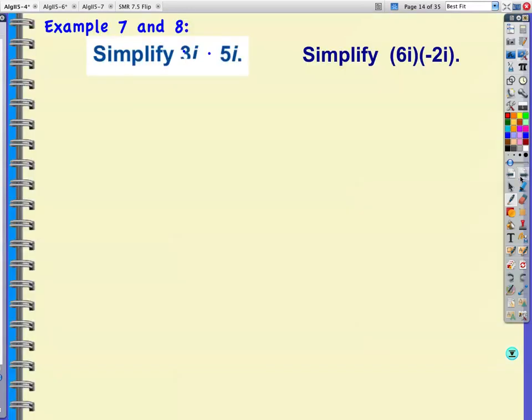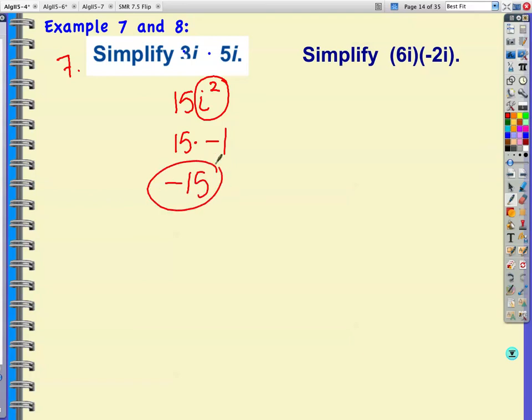Let's try another one. Number 7 here. 3i times 5i is 15i squared. i squared is -1. Most of you won't even write out that step. You'll skip down to -15 and call it good. 6 times -2 is -12. i times i is i squared. Now that's -12 times -1. What is that? 12.